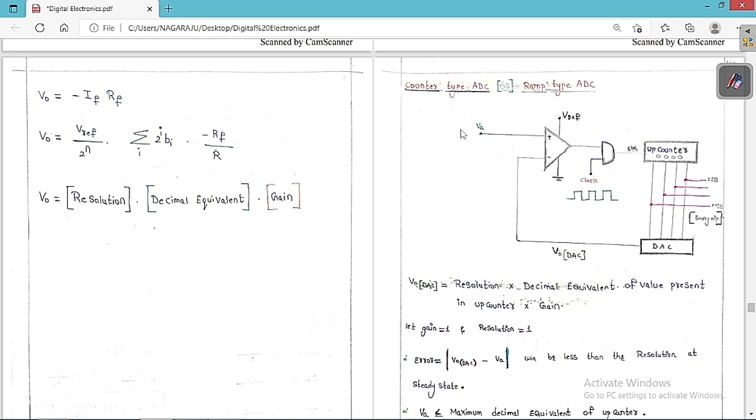So we have successfully completed everything regarding the DAC. Regarding the digital to analog converter, we have studied each and every thing. But now we will study the ADCs. All the ADCs we are now going to study in a very detailed manner.